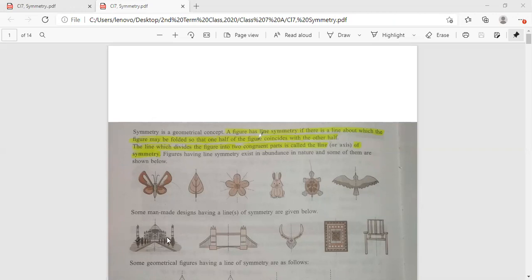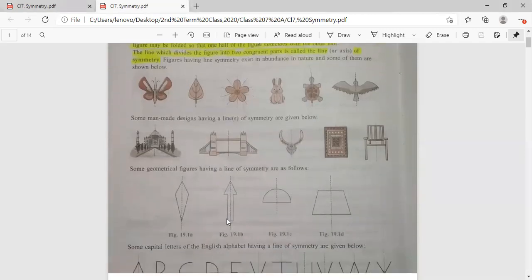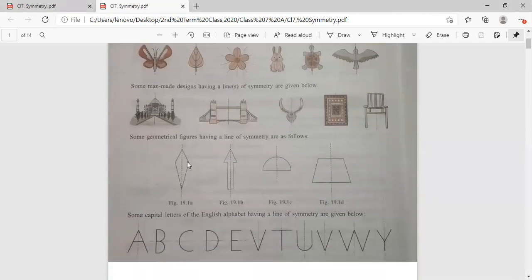So Taj Mahal also is a very good example of man-made designs having a line of symmetry. So these are other symmetrical figures which you can go through. Geometrical shapes, this is a kite. It has also a line of symmetry. The dotted line is the line of symmetry. If you fold it along this line, you'll find both sides coincide.